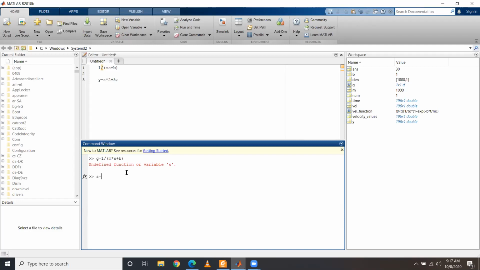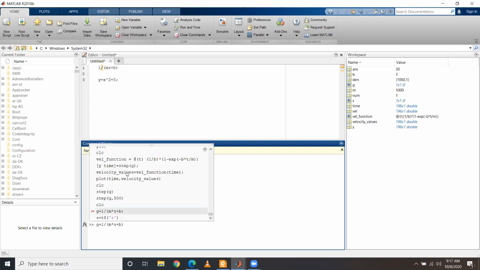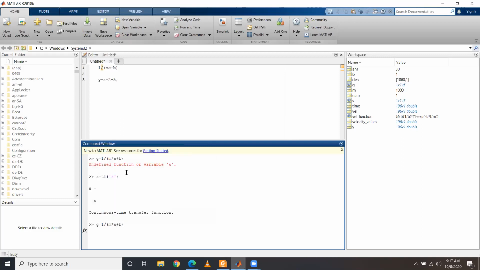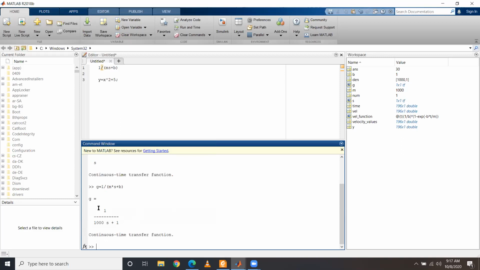But if you write s equal to tf s, if you write this line first, it signifies that whatever you write in terms of s after this, MATLAB will treat s as the variable of the transfer function. So now s is basically the transfer function variable, right? Now if you type g equal to 1 by ms plus b, it will generate a continuous time transfer function 1 by ms plus b.